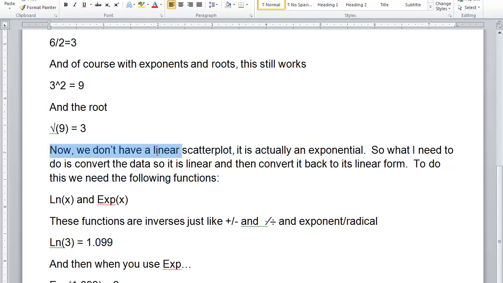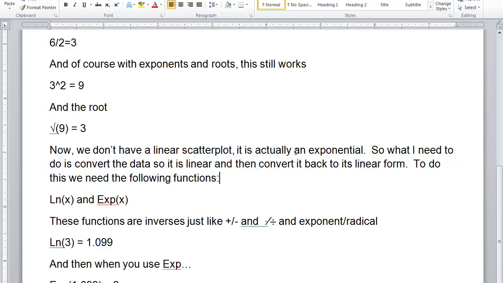So now we don't have a linear scatter plot. It's actually an exponential, which I showed you. So what I need to do is to convert the data so that it's linear and then convert it back from its linear form to its exponential form. Sorry about that. To do this, we need the following functions.